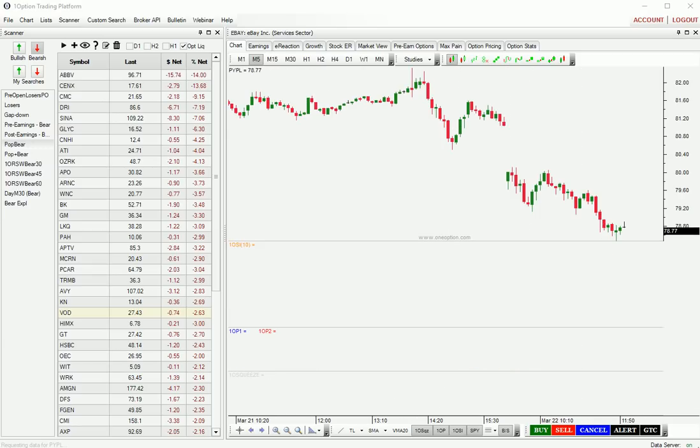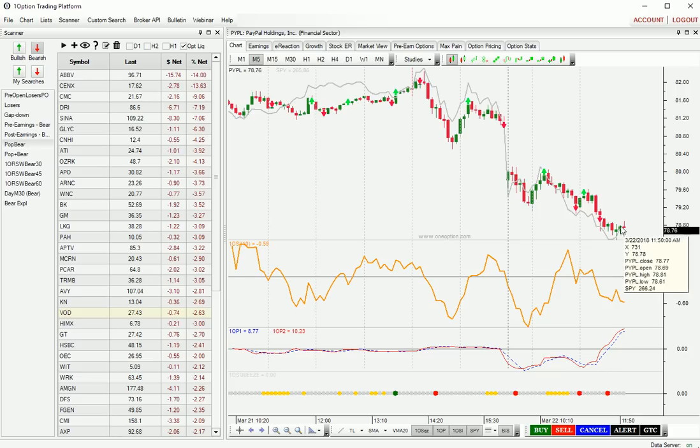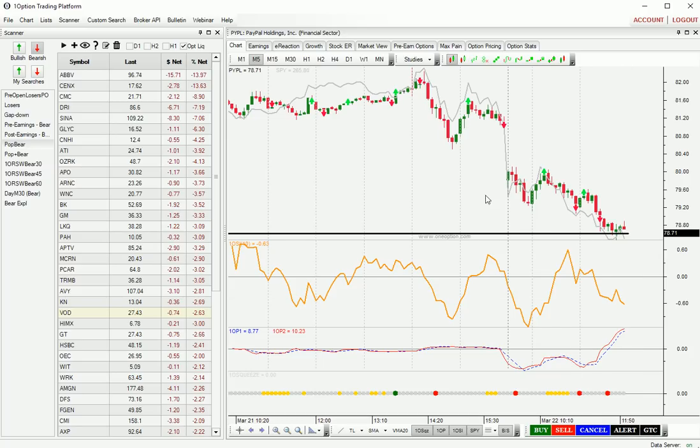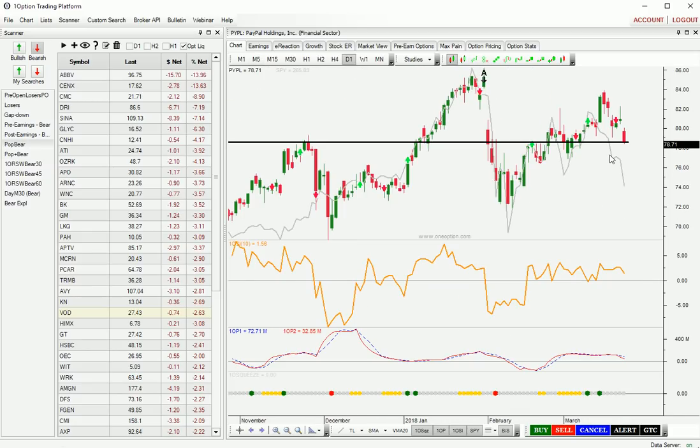PayPal, gap lower, weak relative to the market. We've got our supercharge right there. Stock was able to find some support while the market bounced in here, but as soon as it takes out that low, it's going to stage another leg lower, so I'll drop an alert there. And let's take a look on a daily basis and see what we're working with here.